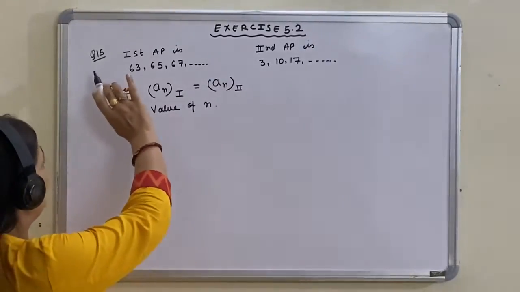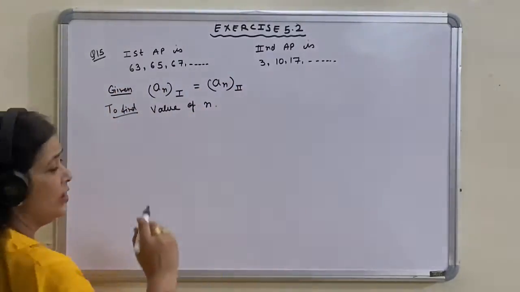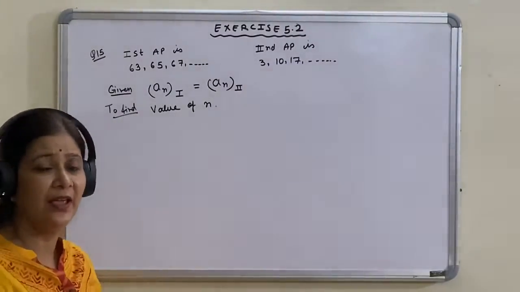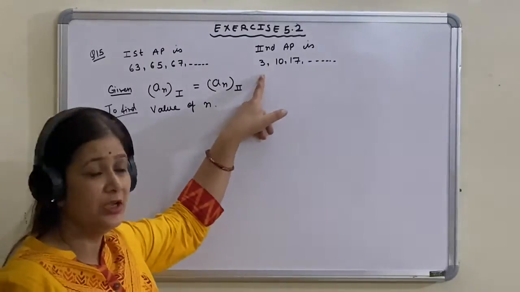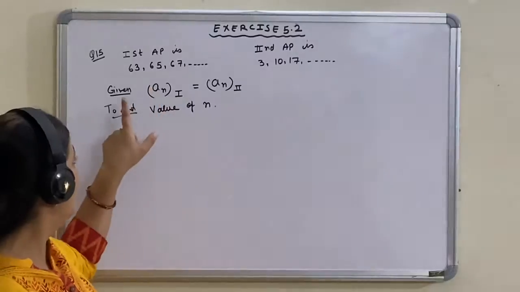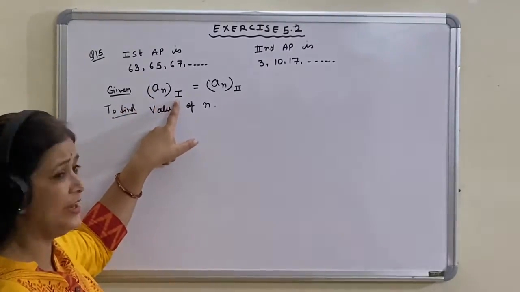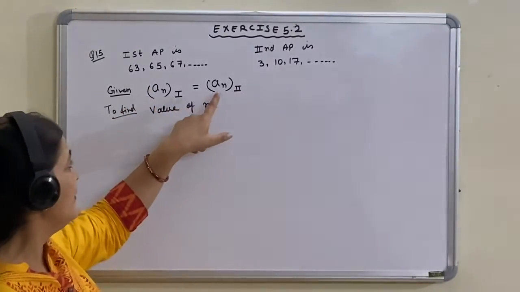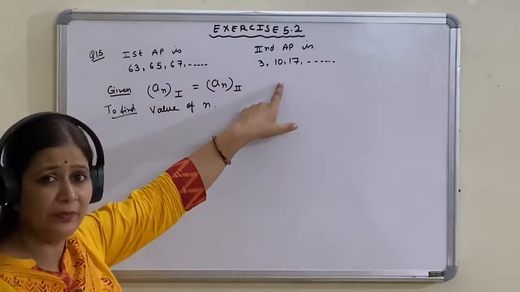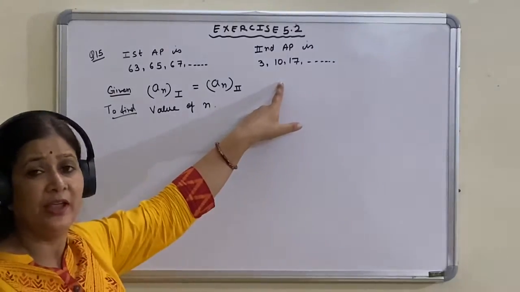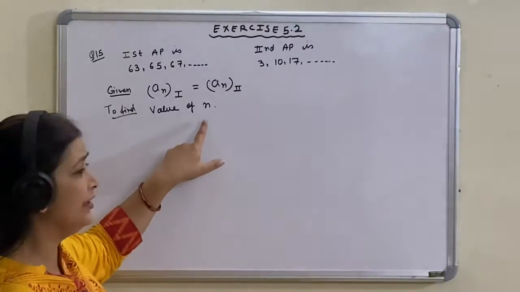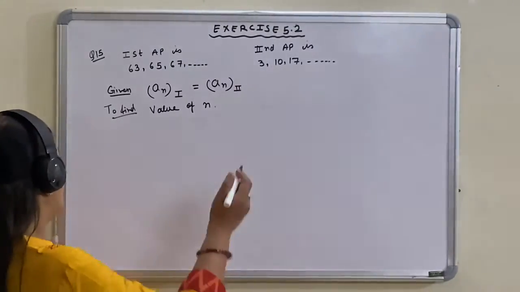In question number 15, two APs are given. First AP is 63, 65, 67 and second AP is 3, 10 and 70. These are the two APs. And what is given? Nth term of first AP is equal to the nth term of second AP. आप दोनों के nth term फाइंड कर सकते हैं by the formula an is equal to a plus n minus 1 into d. आपको फाइंड करनी है n की वैल्यू. So you can easily do it.